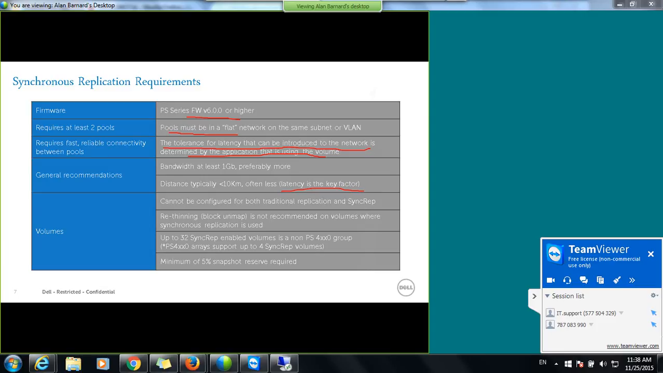Volumes cannot be configured for both traditional replication and SyncWrap. Rethinning is not recommended, and then up to 32 SyncWrap enabled volumes in a non-PS4000 group, and then there is a minimum of 5% snapshot reserve required. Okay, this is a minimum. We always recommend more, because that will be able to hold more changes when it's out of sync.